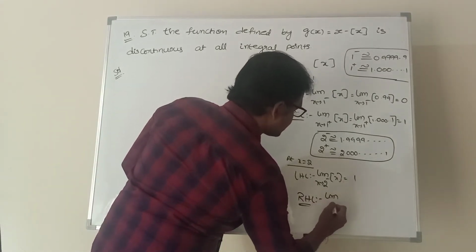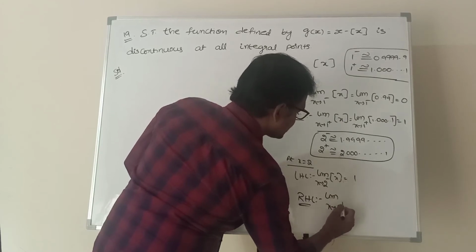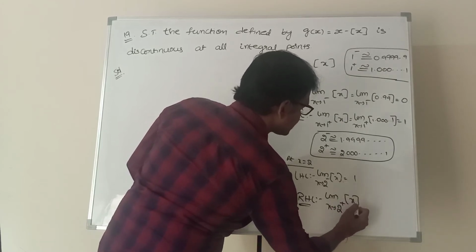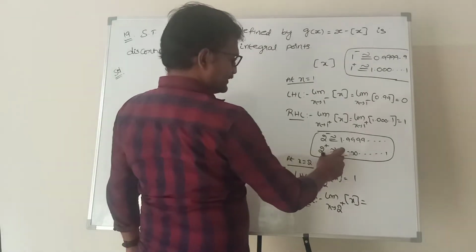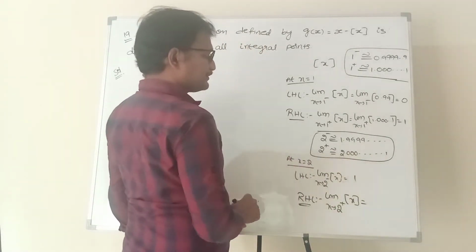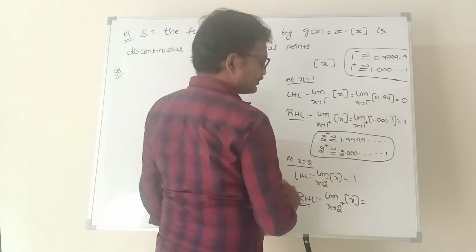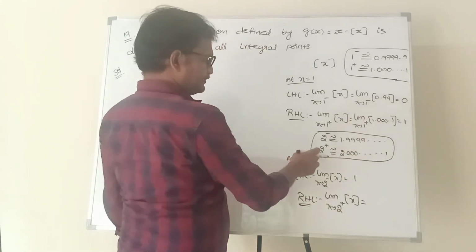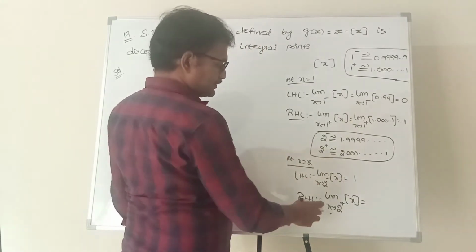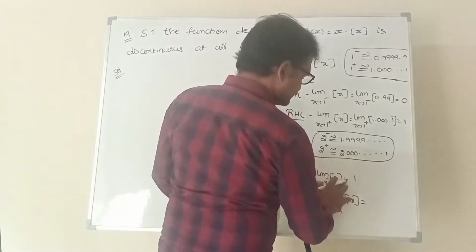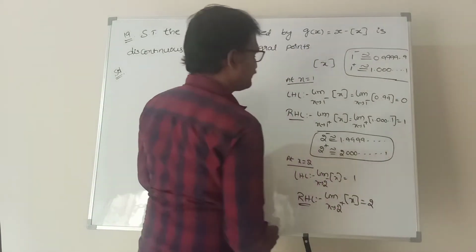Limit x tends to 2 plus of step x. 2 plus means 2.000001, so approximately equal to 2 but not equal to 2, which is more than 2. So step of 2.00001 is 2.